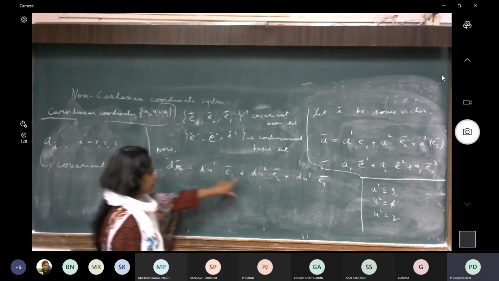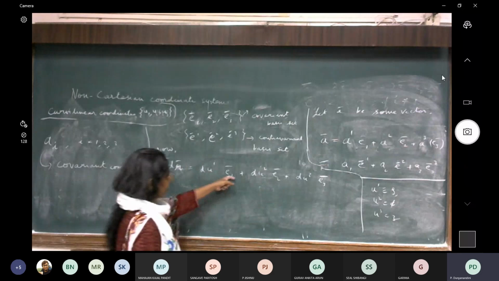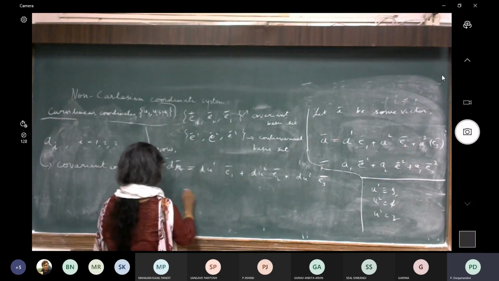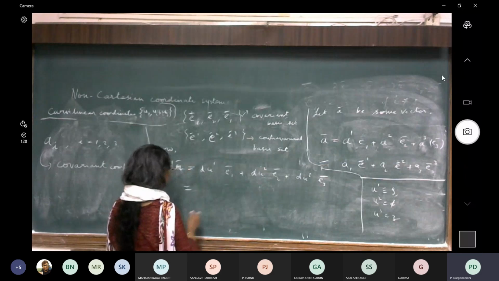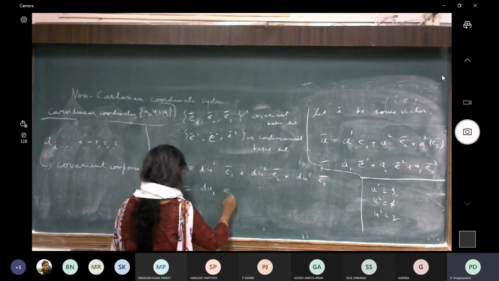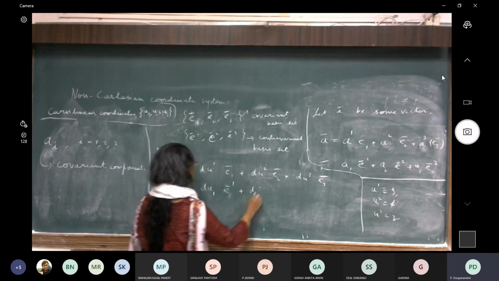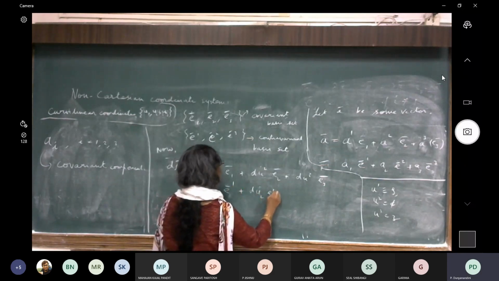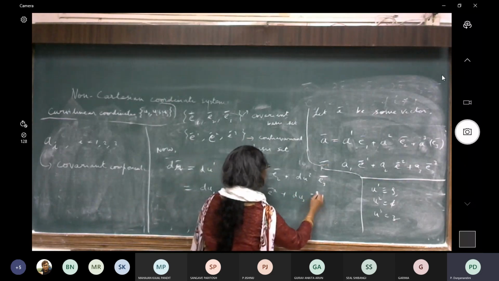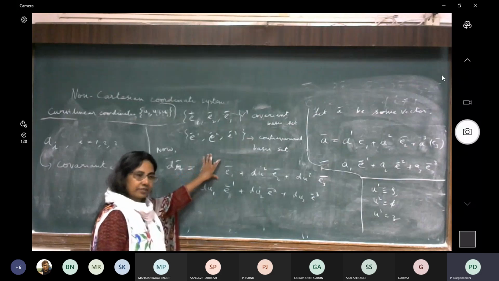This is in the set where I've expanded in terms of e1, e2. Now the same vector dr should be equal to du1 e1 plus du2 e2 plus du3 e3. We got this simply from our definition of r.